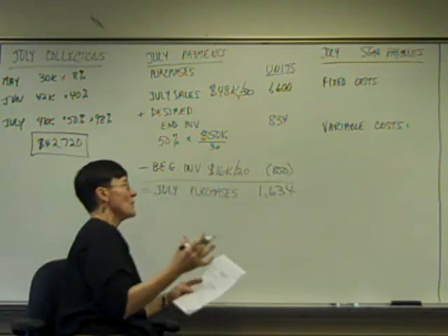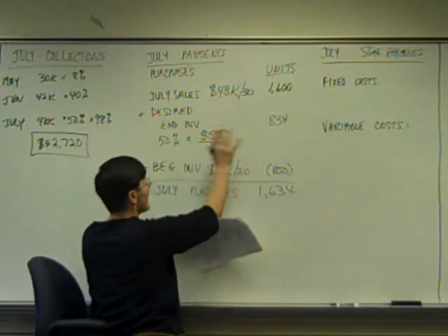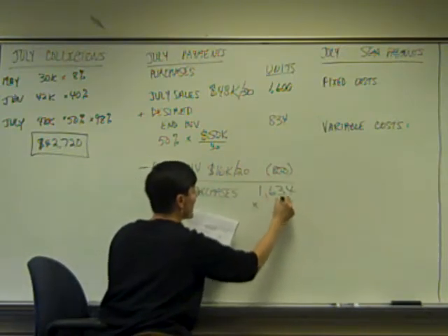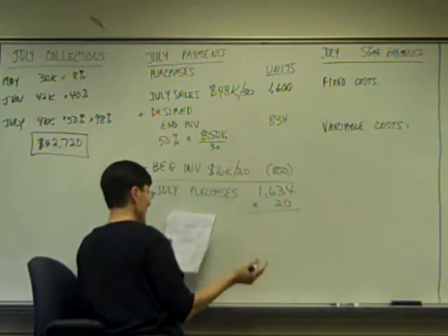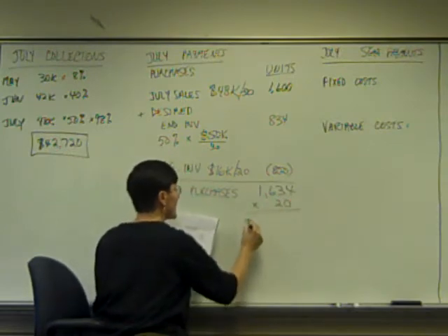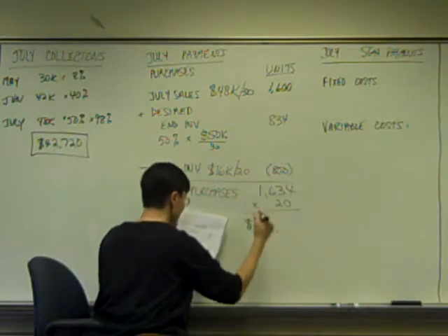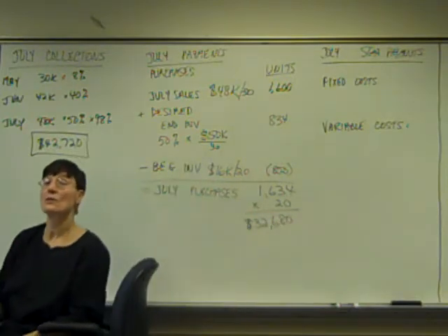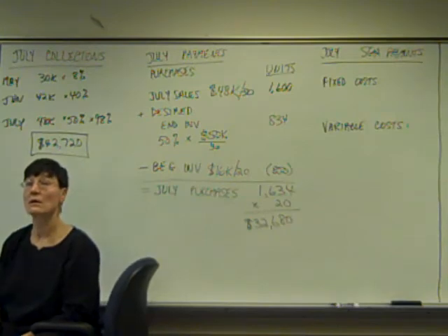That was why I sent the note. Oh, now we know. We've got everything in units. Now you can multiply it by, well, what do we carry our inventory at? $20 a unit. Okay, so we need to purchase $32,680 worth of inventory.